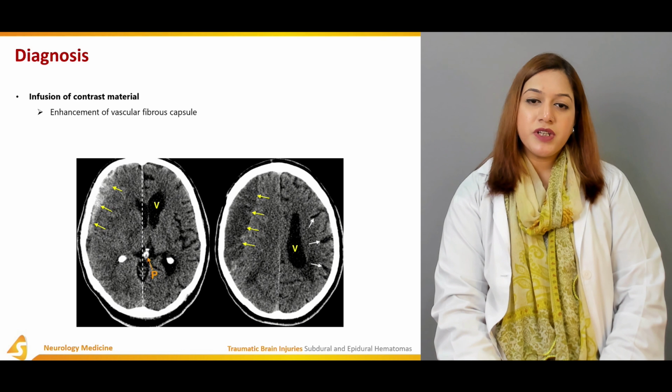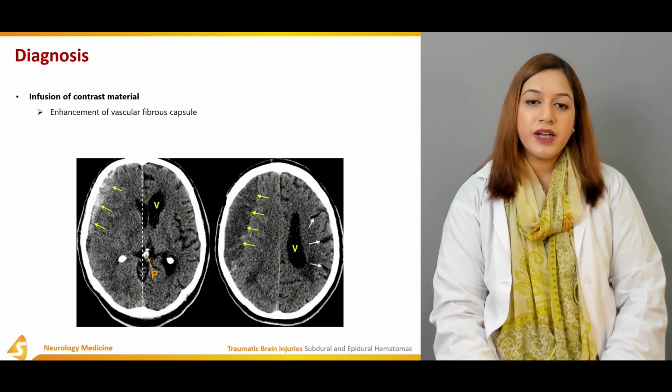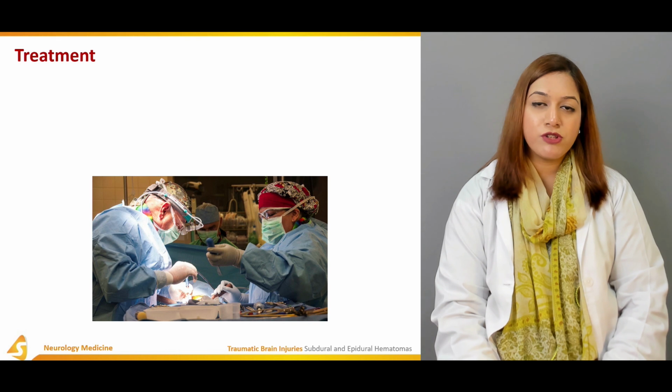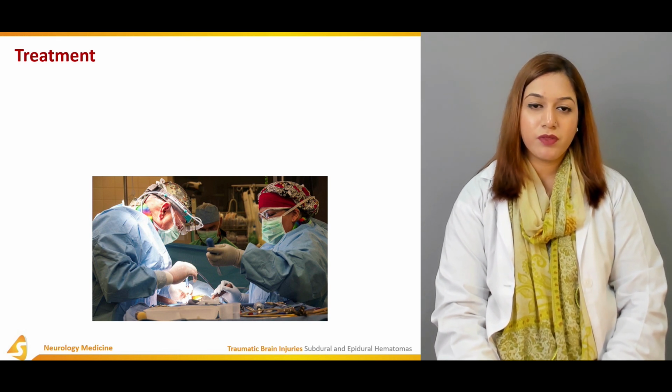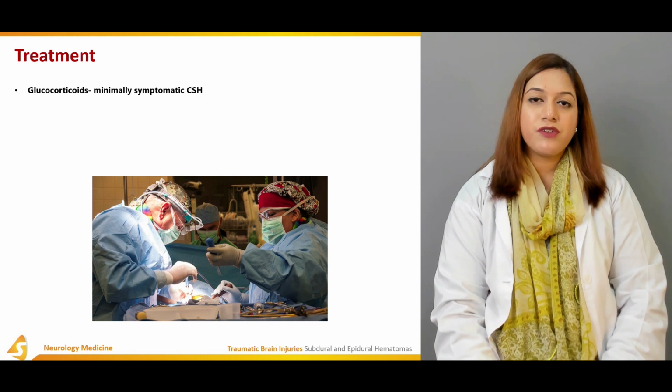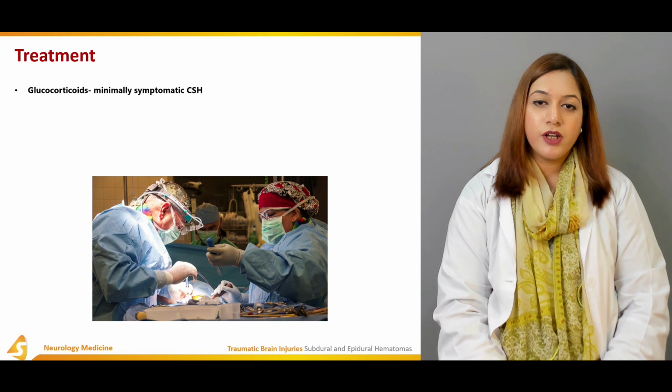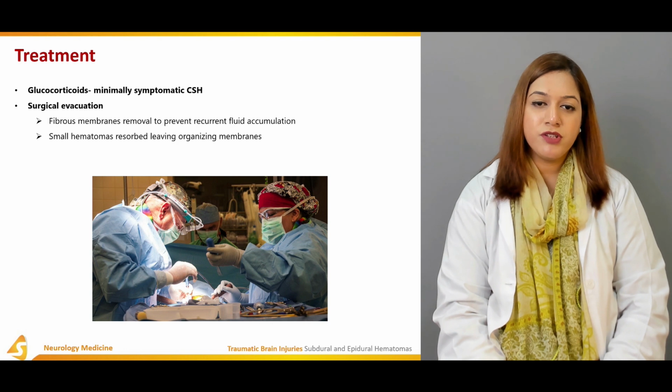In order to enhance the vascular fibrous capsule, we infuse a contrast material. And MRI is also performed in order to diagnose a chronic bilateral hematoma. How do we treat these subdural and epidural hematomas? Glucocorticoids can be used in case of a minimally symptomatic chronic subdural hematoma.